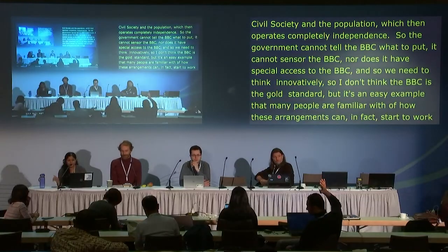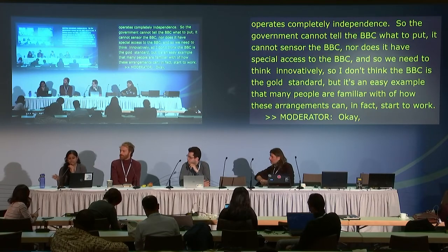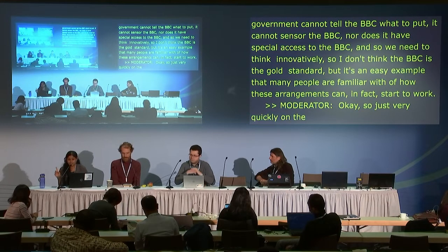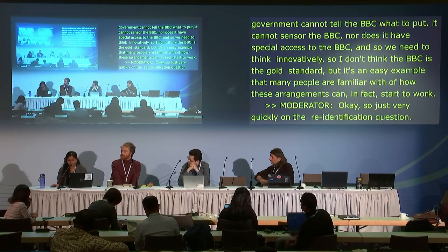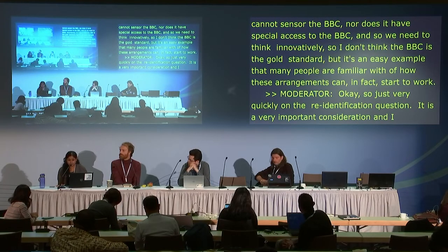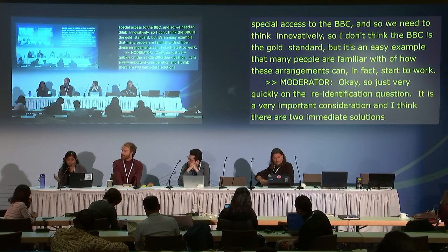Okay. Just very quickly on the re-identification question. It is a very important consideration, and I think there are immediate solutions to that. One, we need to establish no-go zones. Don't collect data that doesn't have to be collected, and that needs to be very well thought out when we think about what should be in the ambit of community data. And of course, I didn't mention it, but the idea of community data does not proceed without the idea that citizen privacy and citizen safeguards are paramount.